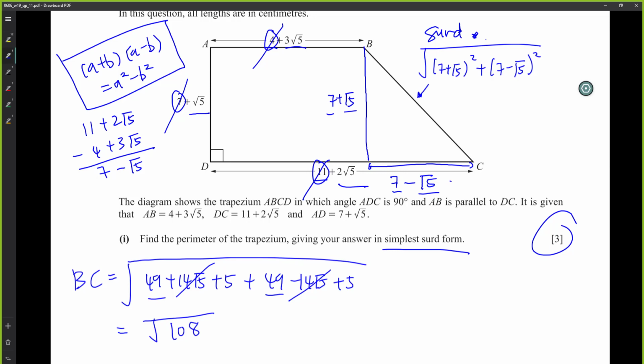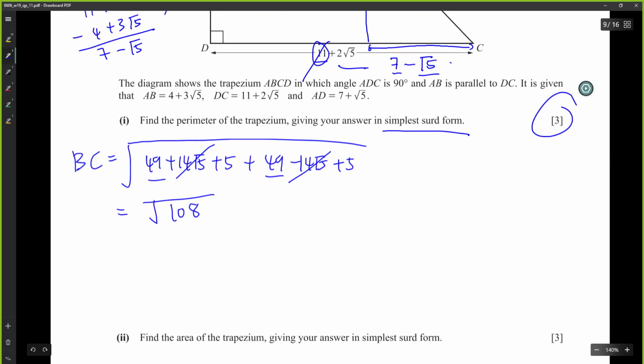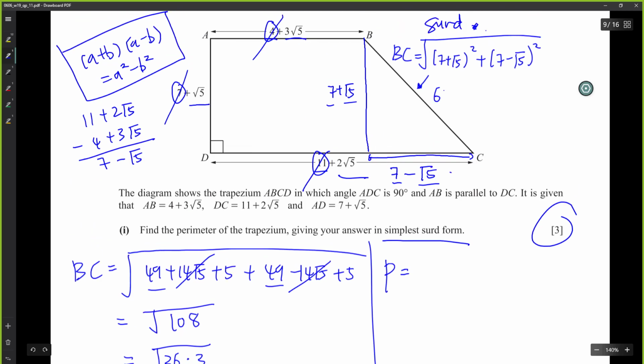For BC, and square root 108 here, we need to find a perfect square number inside. Actually, we can use the calculator. Square root 108, we use calculator, is 6 root 3. Tell me why? This one is 36 multiply 3, get 108. So we get 6 root 3 here. Then my parameter, this one will be 6 root 3.